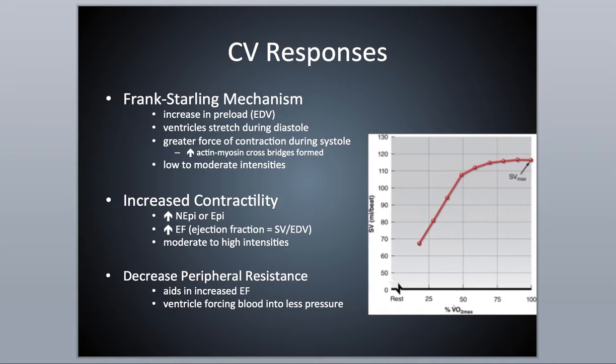Now, this is only necessarily going to occur at low to moderate intensities. The reason is that during low and moderate intensities, the heart rate is low enough that we have time to fill up the ventricles with a good amount of blood. Once we start getting into really high intensity exercise and our heart rate skyrockets and gets really close to max heart rate, we're not going to have enough time to fill up the heart with a lot of blood.